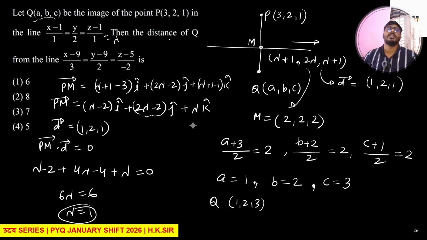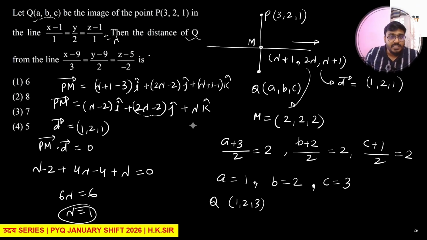Now they are asking the distance of Q, this is 1 comma 2 comma 3, from the line this. Okay, so another line is there. So this is the line, and we have to find this distance. Let's suppose this point is R. We have to find QR. To find QR we need to find R. So how to find R? Take a general point on this line. How to take the general point on this line?